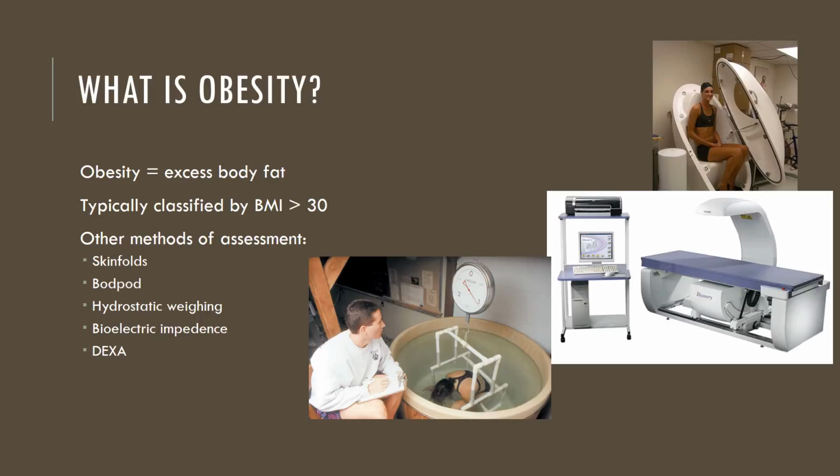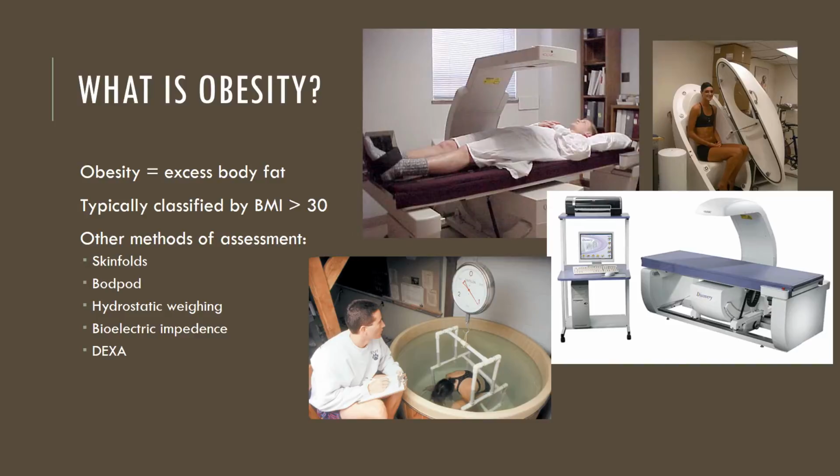Bod Pod is the picture that you see in the top right hand corner. What this does is it measures air displacement. So the amount of space that an individual takes up is proportional to their body fat percentage. Hydrostatic weighing is based on a similar principle, only it's based on water displacement as opposed to air. You see that picture in the bottom left.